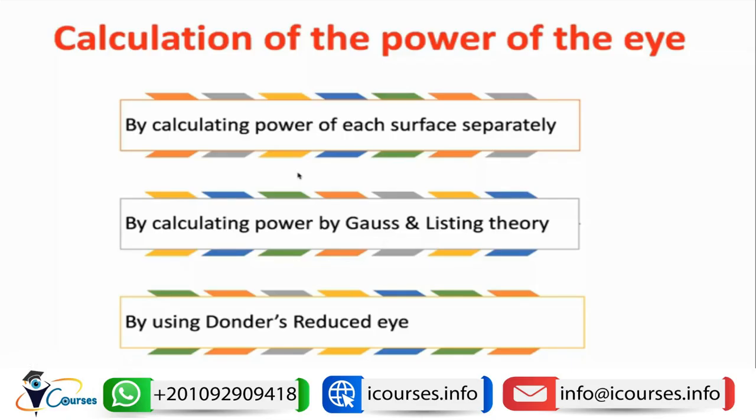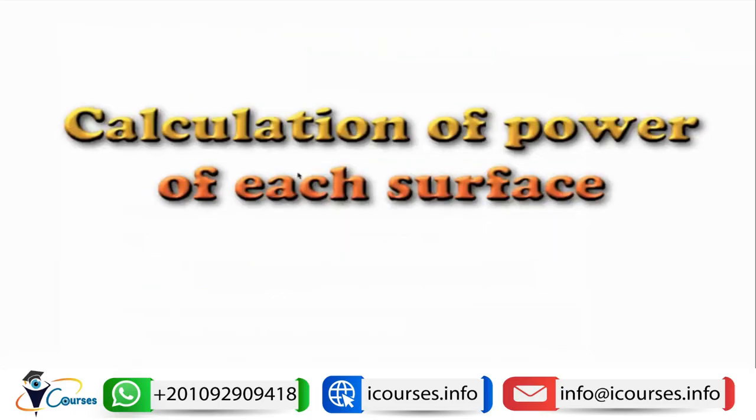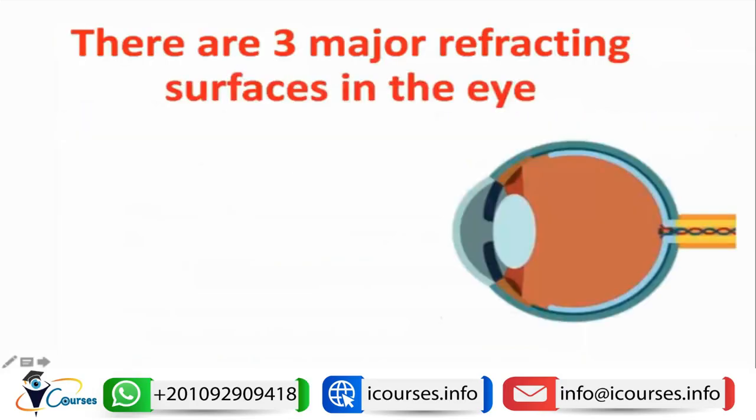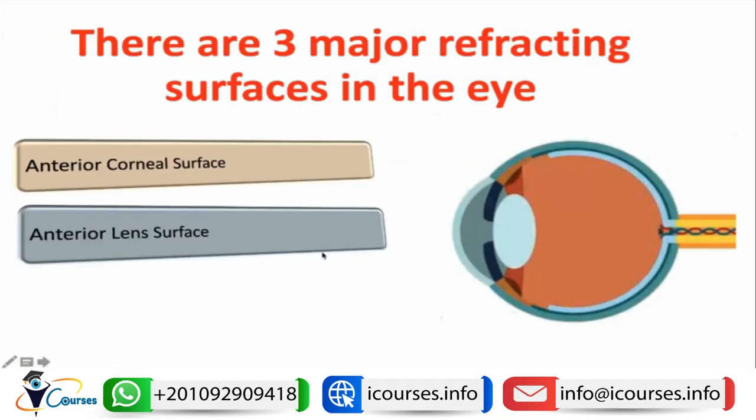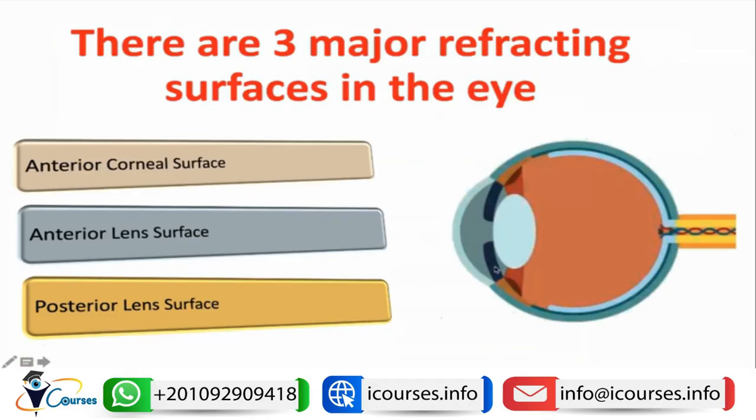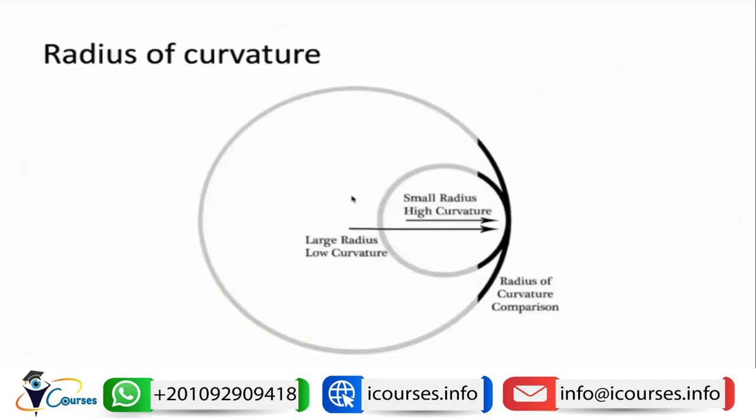So basically, let's know some definitions and identify the main refracting surfaces in the eye. We have three major refracting surfaces: the anterior corneal surface, the anterior lens surface, and the posterior lens surface. The effect of the posterior corneal surface on the power of the eye is very minimal. Knowing that these are the main refracting surfaces, we need to know their radius of curvature.